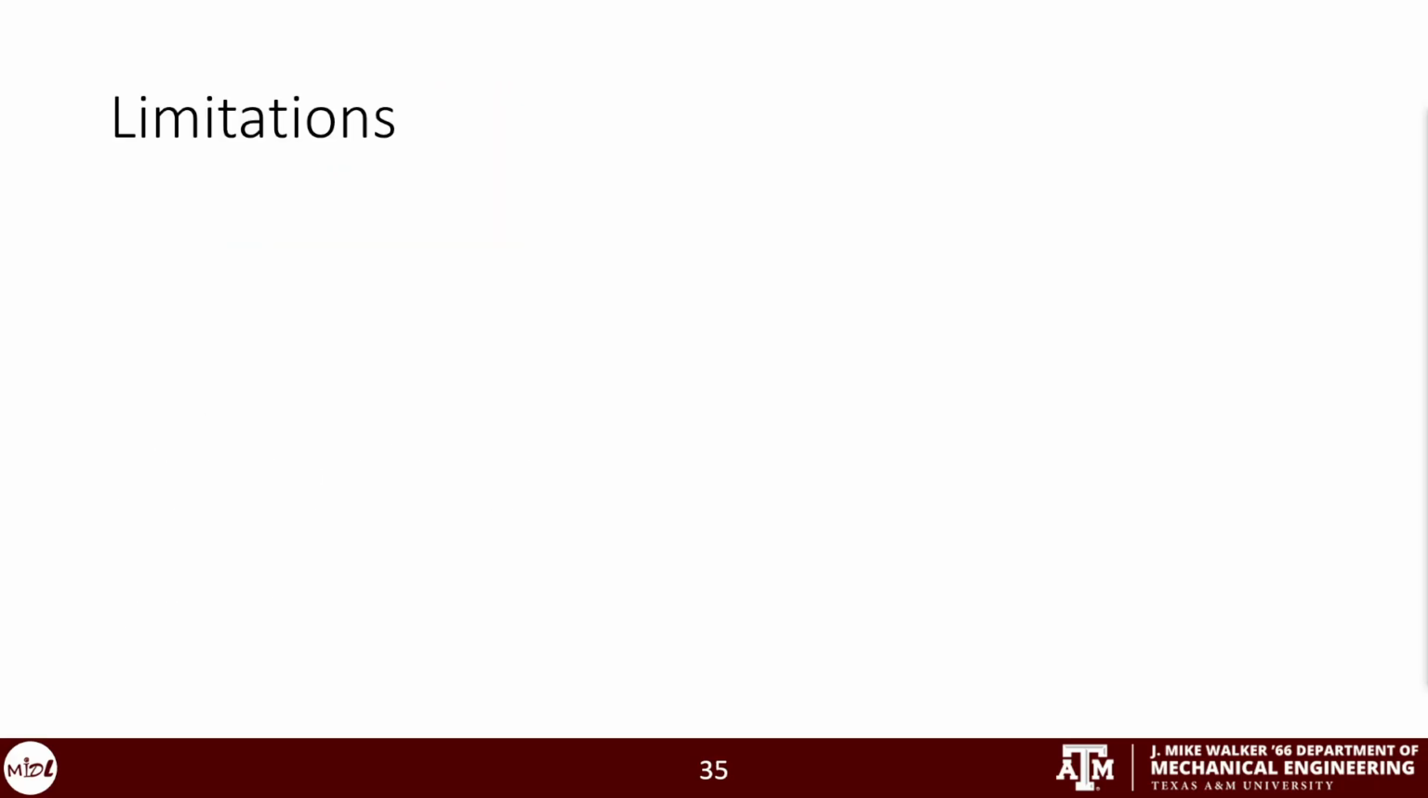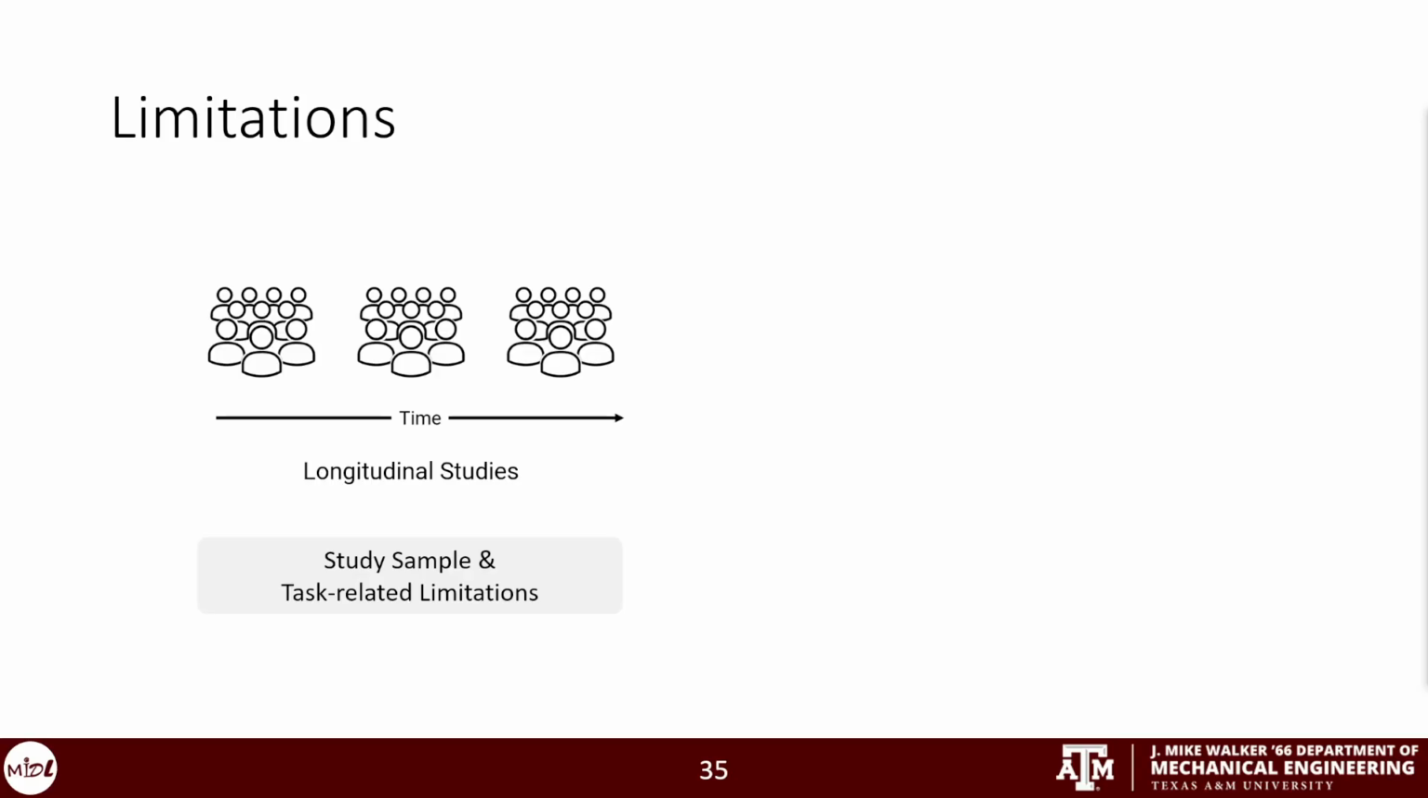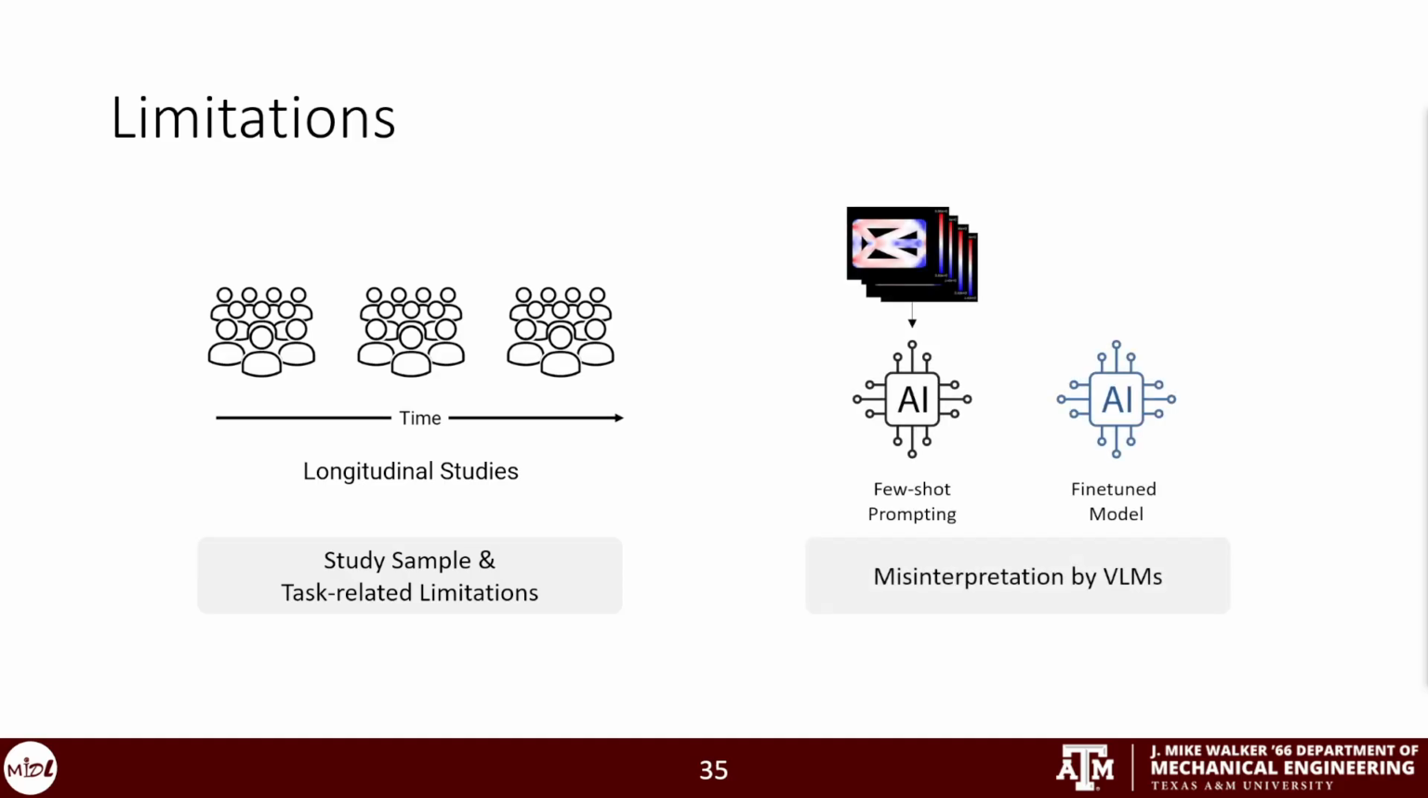So first, the shorter task duration limited our ability to capture how conversations with the AI affected deeper understanding and meaningful differences in final solutions, which could be explored in longitudinal studies. Second, since LLMs and VLMs can hallucinate or misinterpret inputs, we saw occasional mistakes in interpreting visual context. This could be improved with techniques like future prompting or fine-tuning.